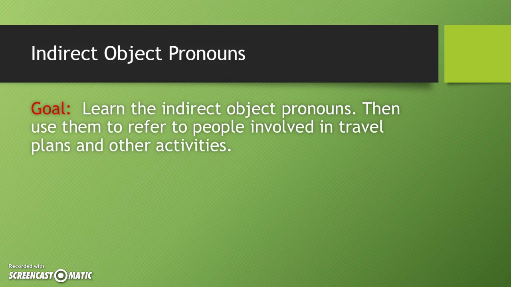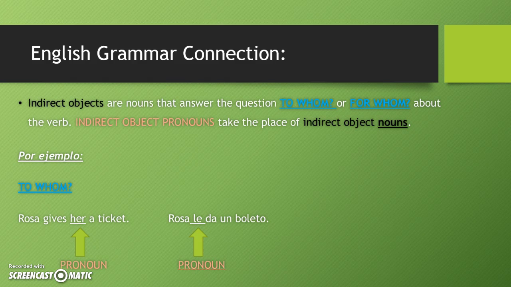La meta. Our goal for this video is to learn how the indirect object pronouns are formed. Then we will use these to refer to people involved in travel plans as well as other activities. La conexión al inglés. To connect this to English, indirect object pronouns are nouns that answer one of two questions: to whom or for whom about the verb. Indirect object pronouns take the place of an indirect object noun or nouns.